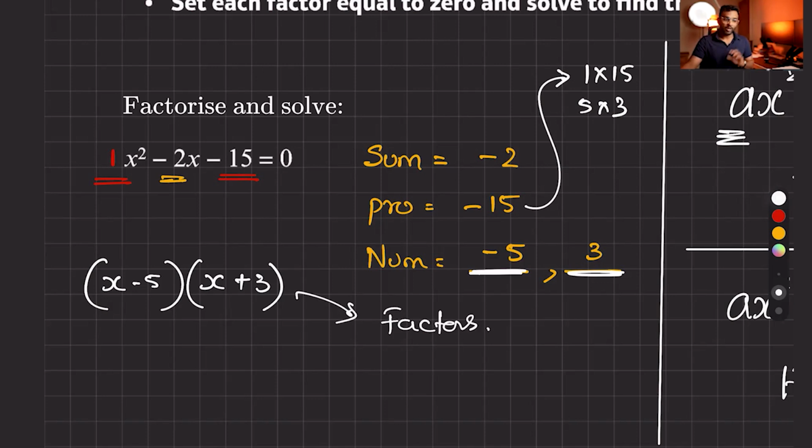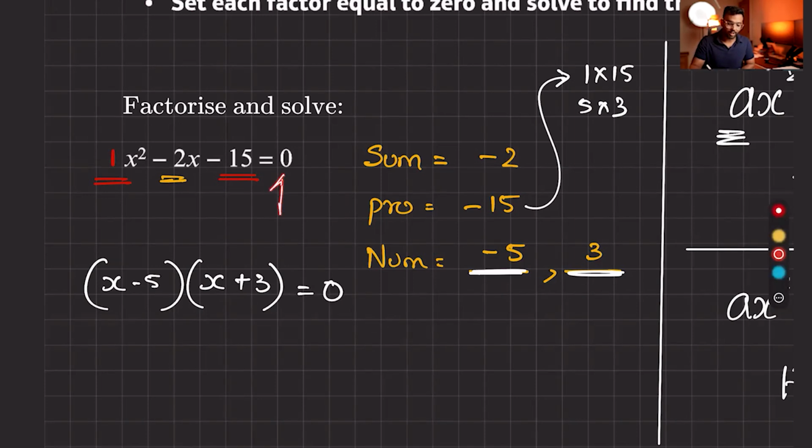Done. Okay? Now, listen to me carefully. Did you guys understand how you got your factors? These numbers that you find, you just pair it up with x with the signs and you got your factors. Now, watch this. These factors are equal to 0, correct? Because the original equation is equal to 0. So, we are saying x is equal to +5 and x is equal to -3.